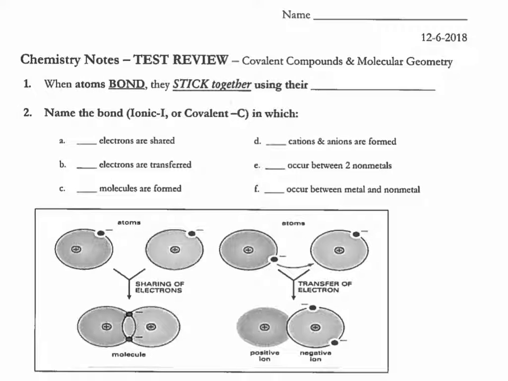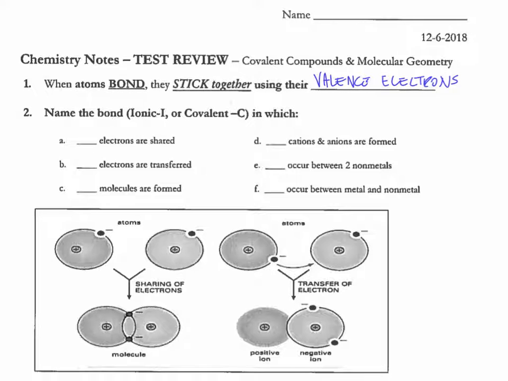All right, so here's our review for the upcoming covalent compounds and molecular geometry test. Number one is saying when atoms bond and quote-unquote stick together, they're doing this bonding and sticking together using their valence electrons. So the valence electrons are the ones that are responsible for all of the bonding that's going on, whether they're being shared or transferred. It's the valence electrons that are responsible.